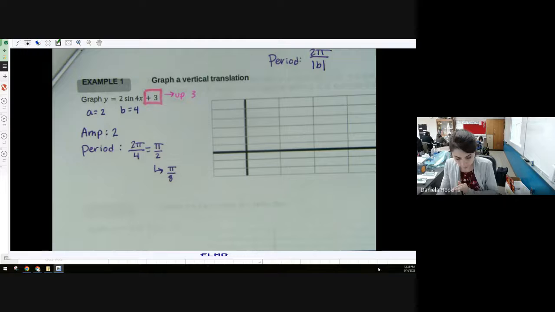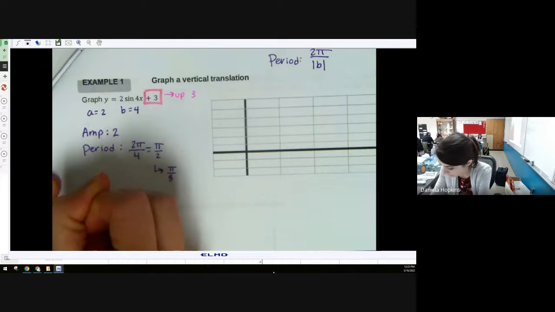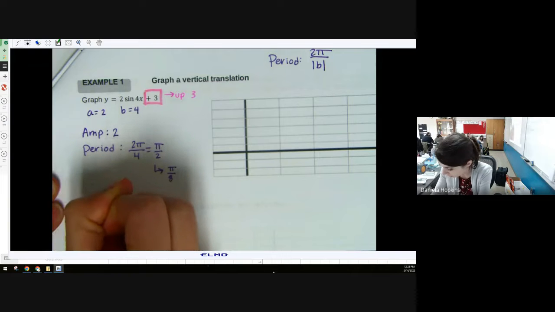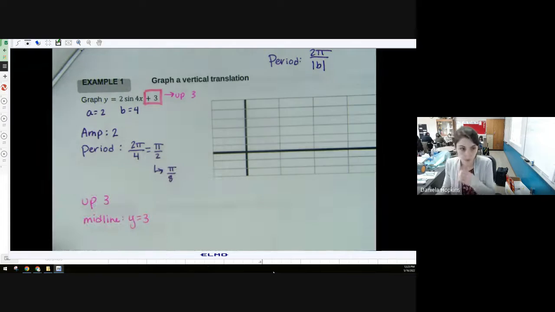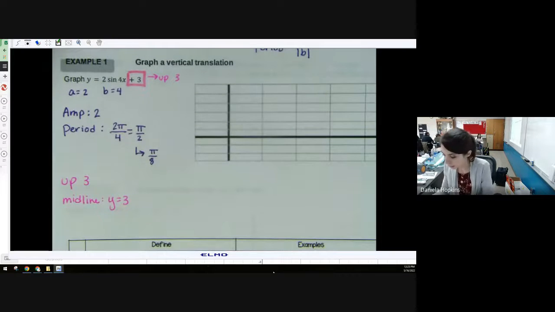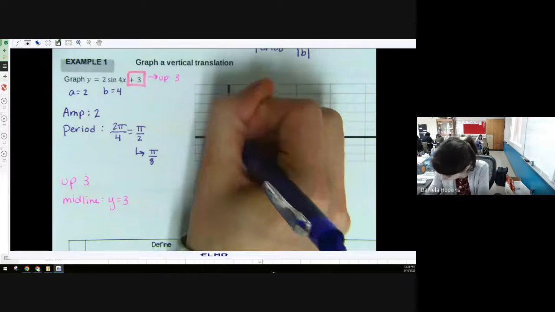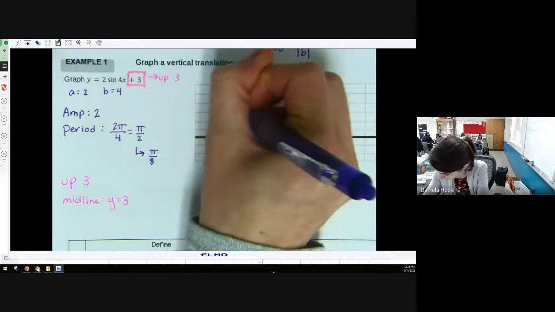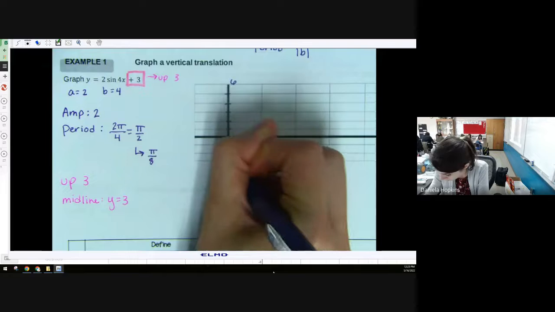Now let's deal with that plus 3. That is going to, so up 3 will make my midline be y equals 3. So I'm still going to label everything sort of the same. I need to get up to an amplitude of 2. So I think I counted by ones here. So 1, 2, 3, 4, 5, that's 6. 1, 2, that'd be negative 3.